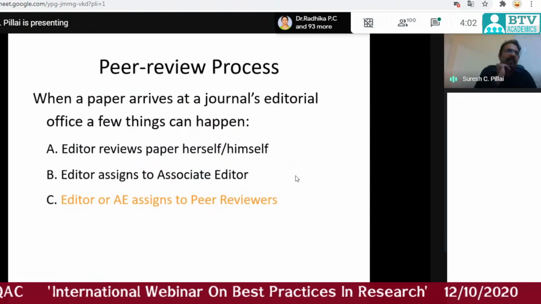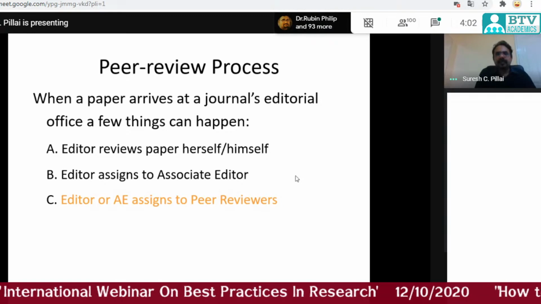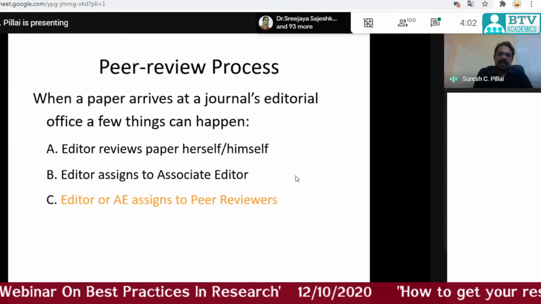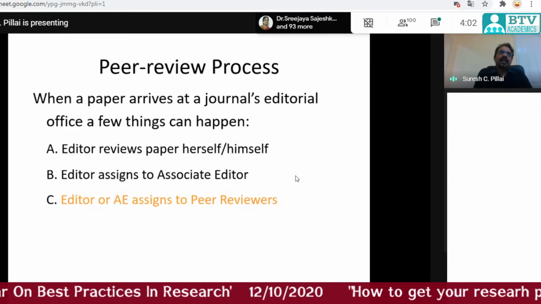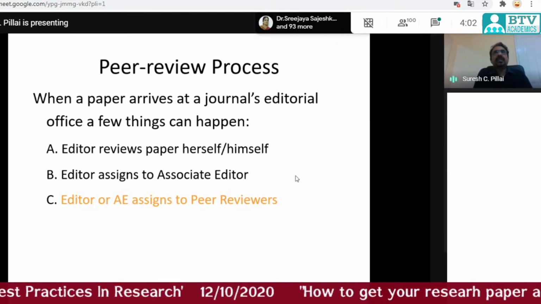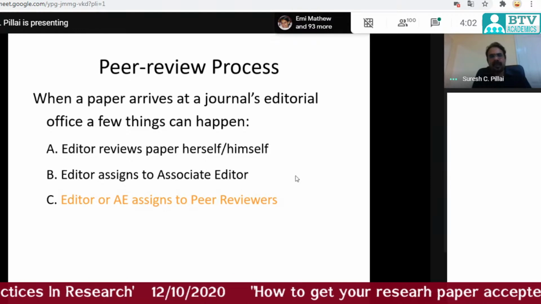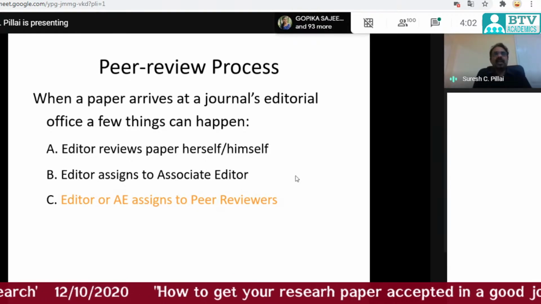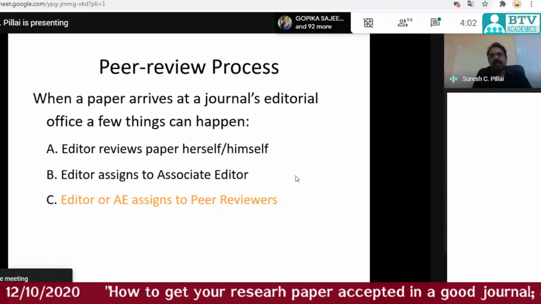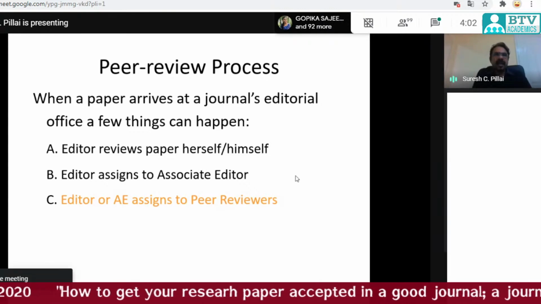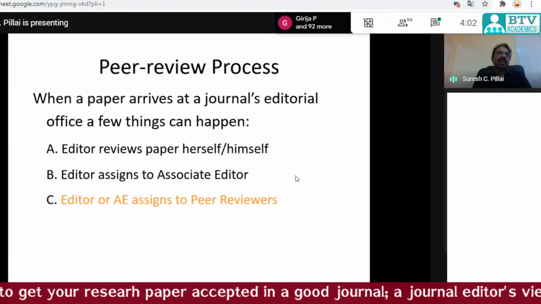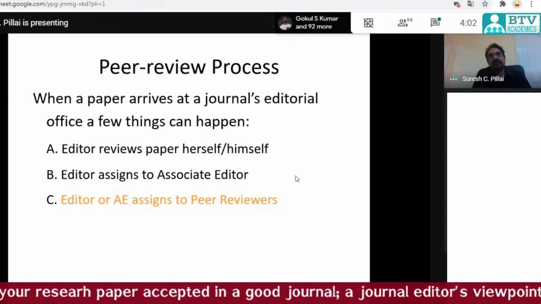So, the peer review process. When you submit a paper to a journal's editorial office, a few things will happen there. First, the editorial assistants will look into it to make sure that the English is right and that it has followed all the guidelines. If it's not, it is directly rejected and sent back to you.